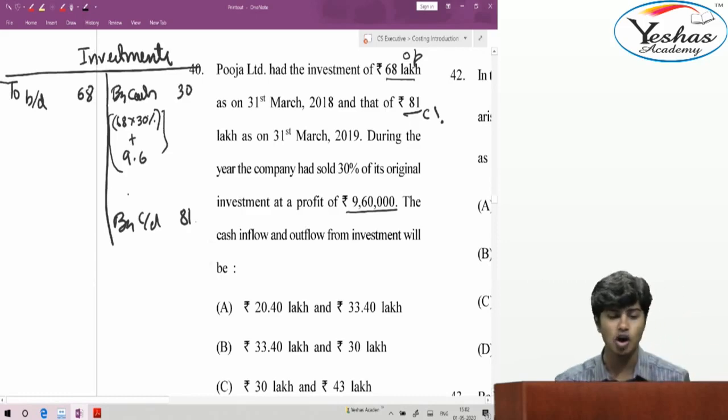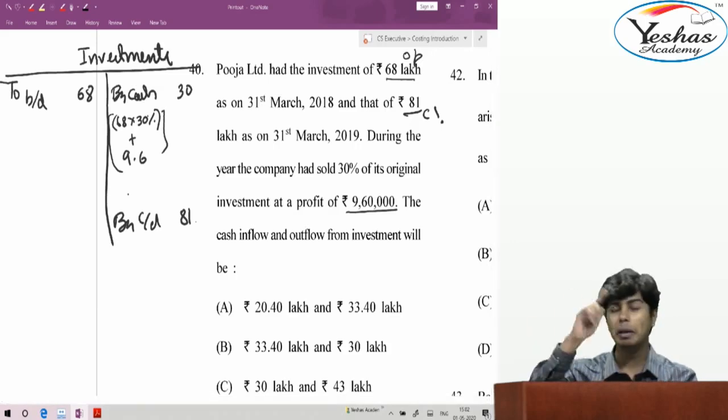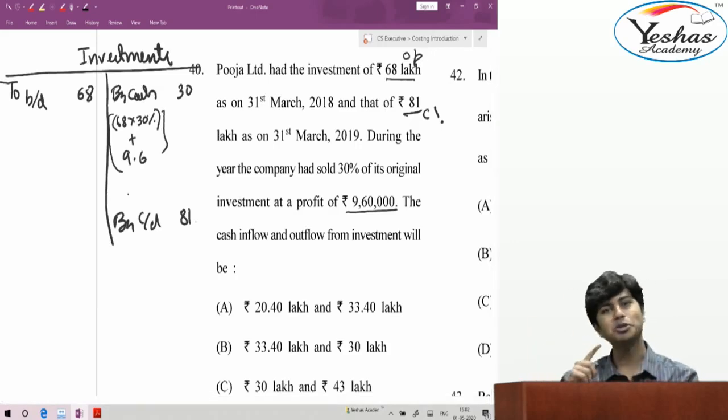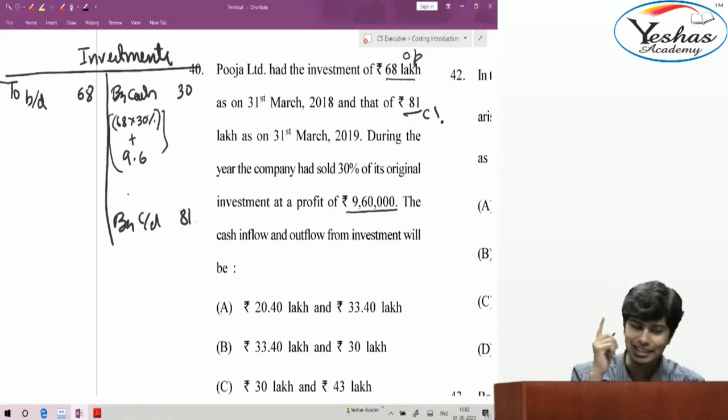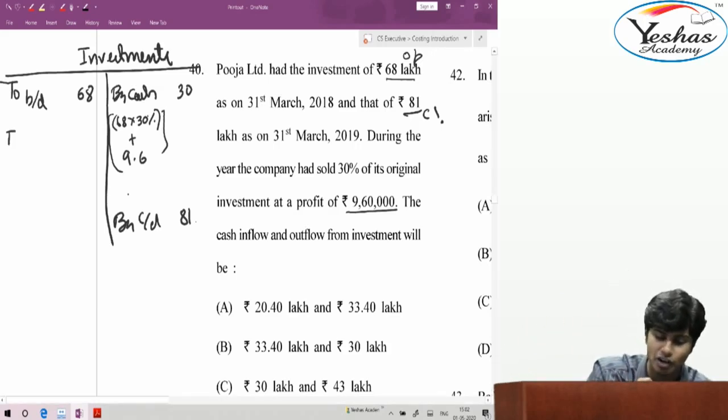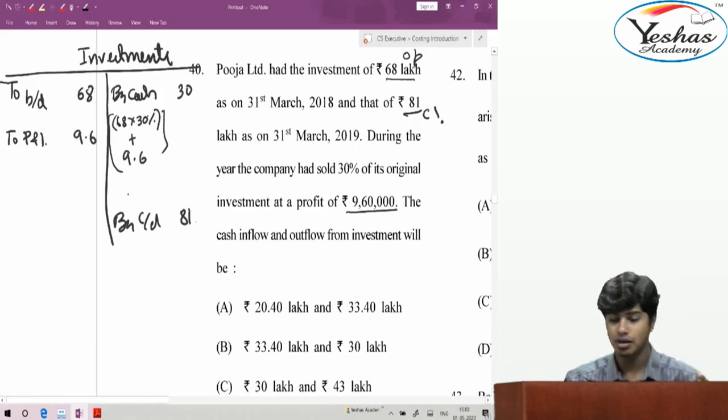Whereas the investments has gone out only to the extent of 68 into 30%. That 9.6 lakh of profit, whatever is received in excess, should go to my P&L account credit side. If it should come on the credit of my P&L, it should come on the debit of my investments. I'll write in the debit of my investments as P and L, profit of 9.6. And that's it. No other information is available.